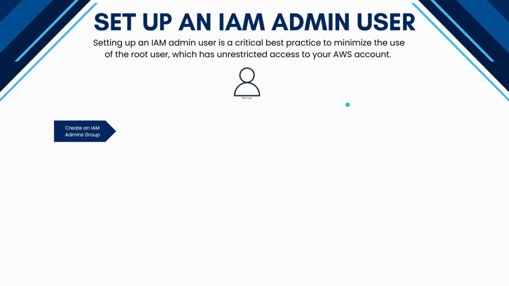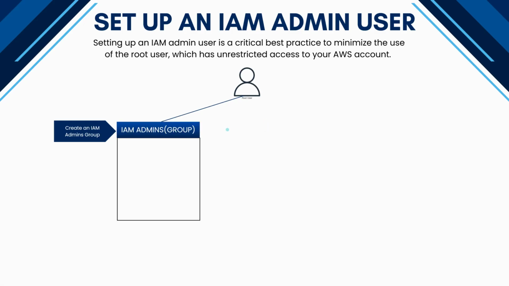Okay, so we first need to create an IAM admins group, which will live under the root user, which we are still needing just to set this admin user up. Once this is done, we are going to put the root user away in a safe place, store it, and only use it if we really have to. So the admins group is a group that will contain users. We do not have any users in there at the moment.